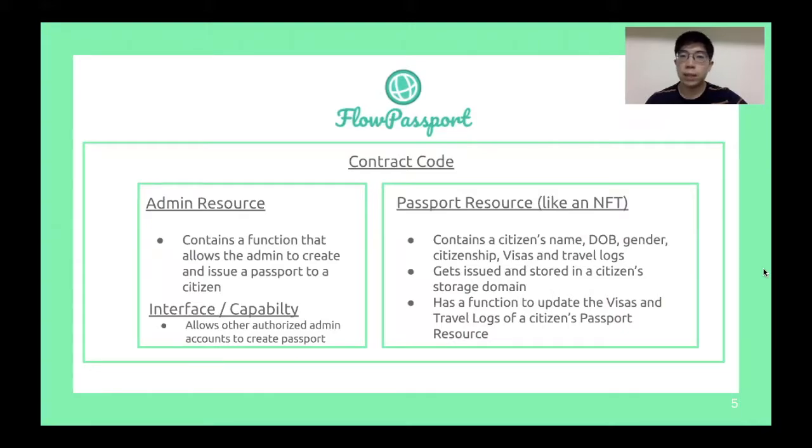It's essentially a smart contract that treats passports as a resource, sort of like a non-fungible token, and also has functions to help citizens update the visas and travel logs of their passport. There's also an Admin resource that allows admins to create and issue a passport to a citizen, and has an interface and capabilities that allow other authorized admins to utilize this smart contract.